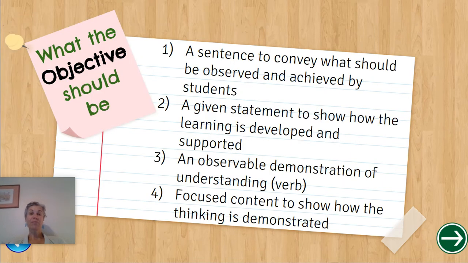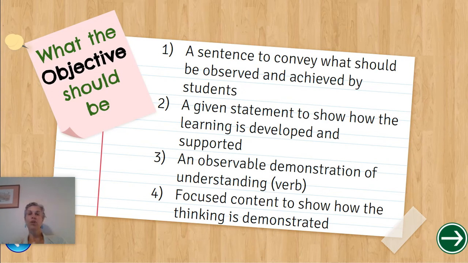So an objective should be a sentence that conveys what should be observed and achieved by students. What is it that you're going to be looking for, and what will the students be able to say at the end? "I'm able to do this." Then there's the given statement at the beginning of an objective. You'll say, "Given something, the students will be able to," showing how the learning is developed and supported. So think about the given as a summary of what happened during the I do and the we do.